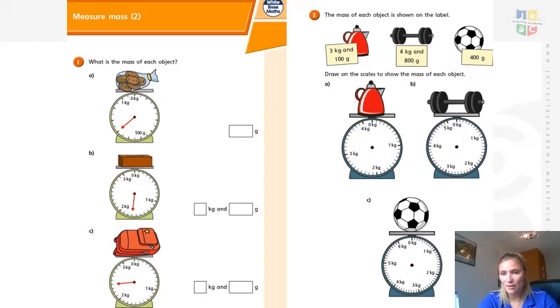So I'd like you to have a go at doing these questions now. So you've got somewhere you're telling me what the weight is, somewhere you're drawing the answers, and then I'm going to go through the answers after to make sure you've got them all correct.